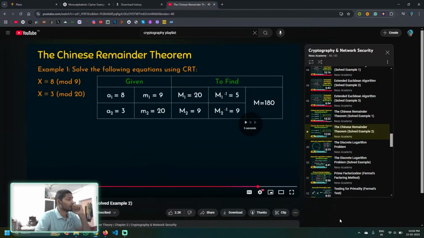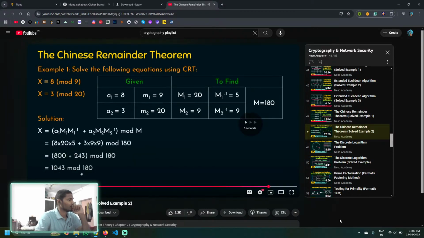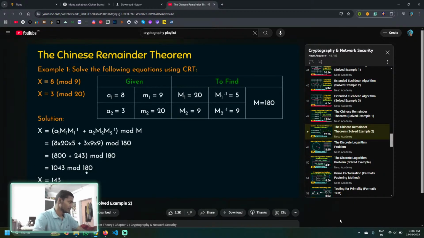So we have found out all the values for the equation x congruent to 8 mod 9. When we evaluate this, we get 143 as the value of x. It means 1043 when it is divided by 180, we get 143. When 143 is divided by 9, we get 8 as the remainder, and 143 when it is divided by 20, we get 3 as the remainder. So we have verified the final result also. So we have found out x is equal to 143.